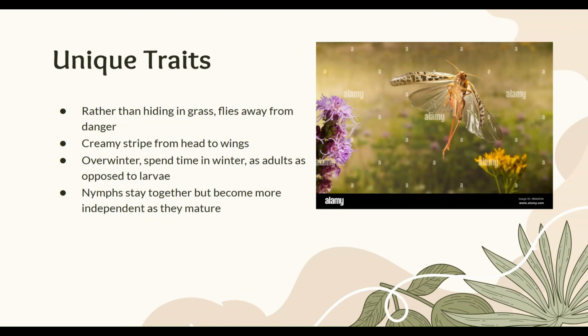And some unique traits is that rather than hiding in grass like other grasshoppers, they tend to fly away from danger, which is one of the reasons why the American bird grasshopper has its name. They also have a creamy stripe from head to wing, and they're said to overwinter, meaning they spend their time in winter as adults as opposed to larvae. And when nymphs are younger, they tend to aggregate or stay together, but become more independent as they mature.